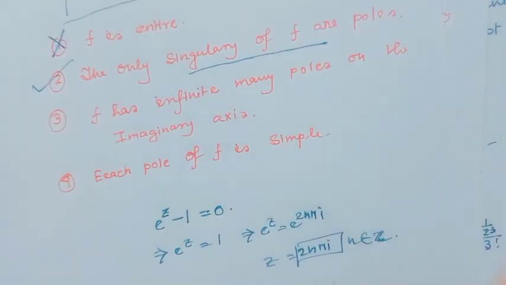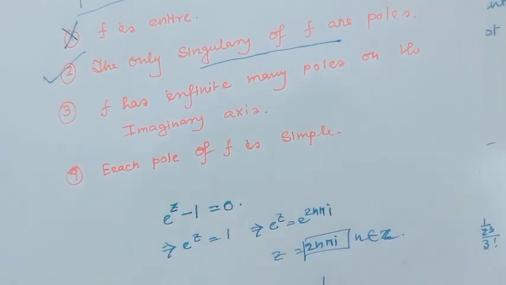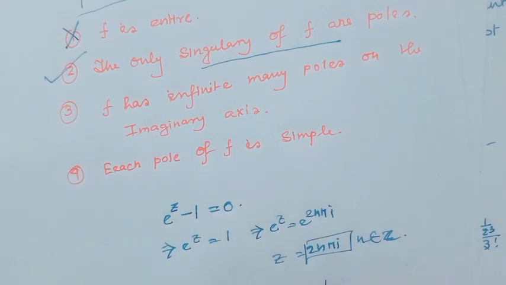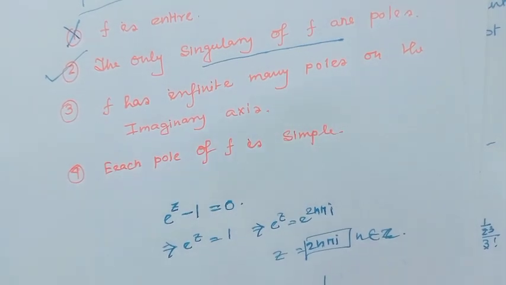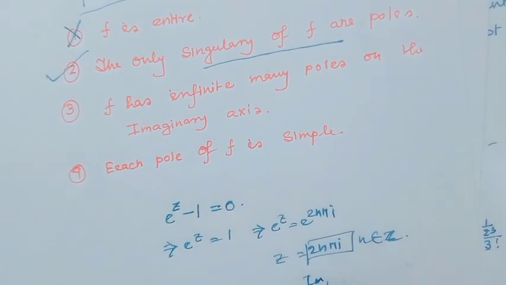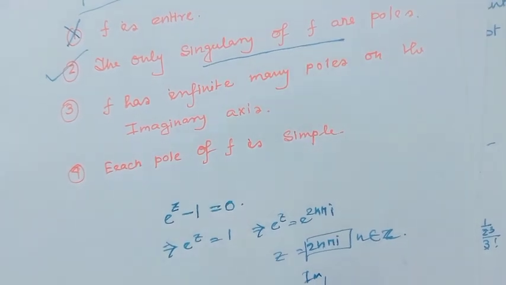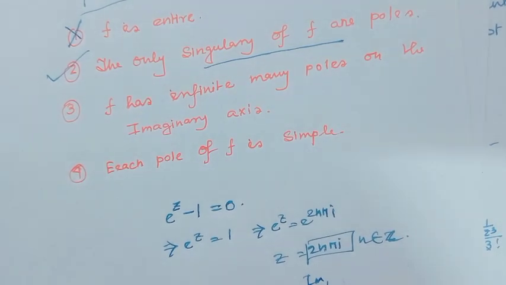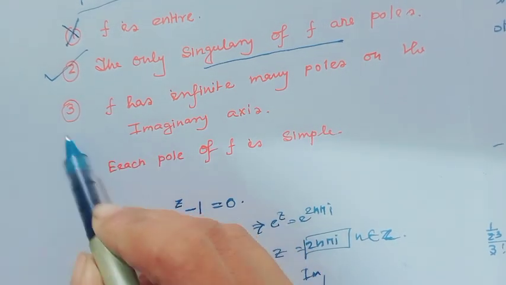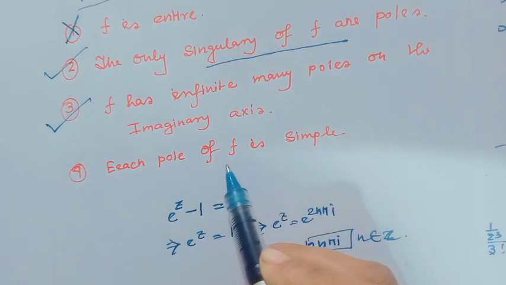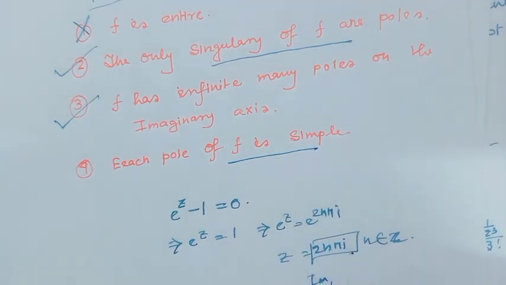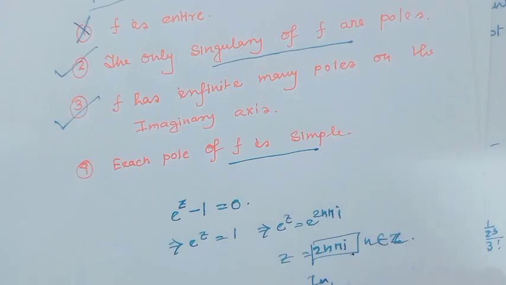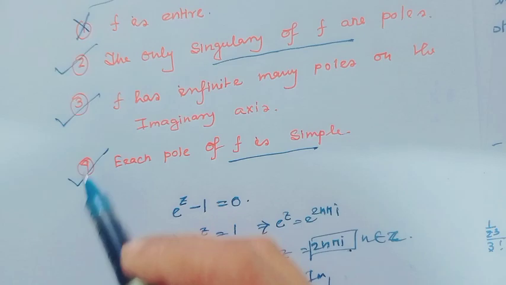Obviously, when n equals 0, this value is 0. When n equals 1, this value is 2πi. When n equals minus 1, this value is minus 2πi. This is the imaginary axis. When n equals 2, this value is 4πi. All poles lie on the imaginary axis. This is the right option. And each pole is simple. Obviously, there are infinitely many poles at 2πi, 4πi, and so on, and the order of each pole is simple. This is also the right option.